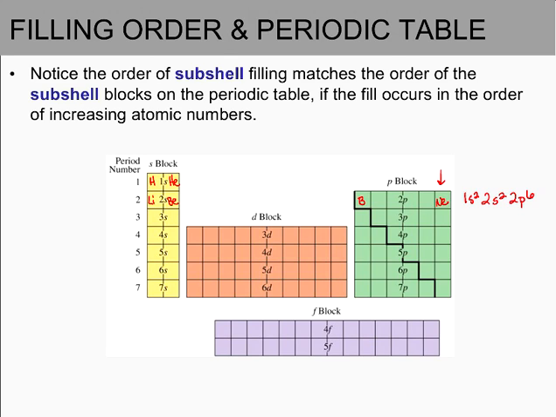Now in row 4, you'll notice that the 4s comes before 3d. So that still holds true according to the energy ordering of subshells. And then after that, we would start filling in the 4p electrons. So again, just another way to kind of visualize where electrons exist.